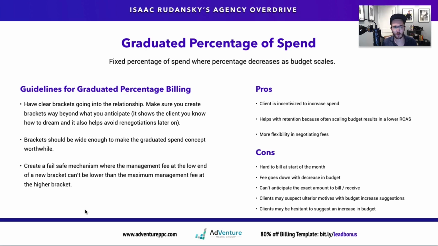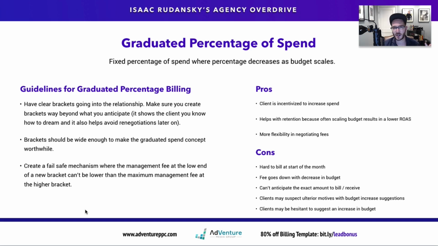Make sure you create brackets. And when I say bracket, I mean a minimum amount and a maximum amount. So for example, if you're spending between $10,000 and $15,000 a month, your fixed fee is 12%. If you're spending between $15,000 and $25,000 a month, your fixed percentage goes down to 9% or whatever it is.